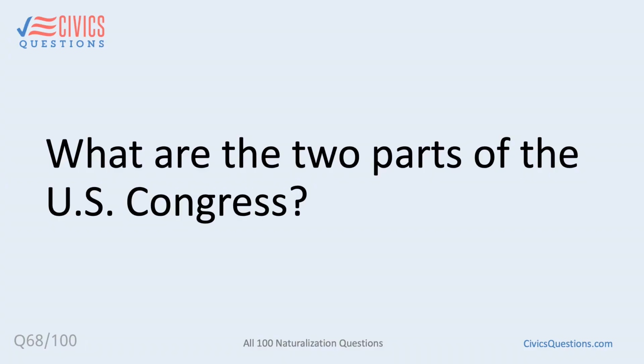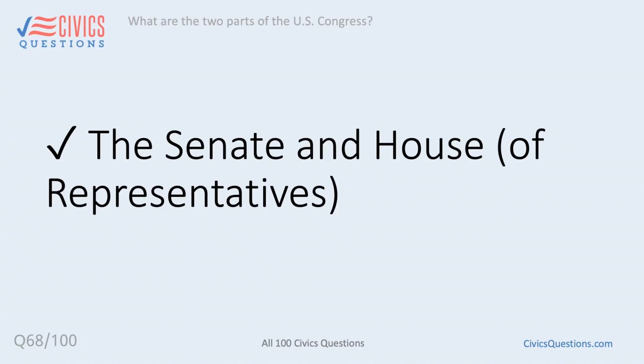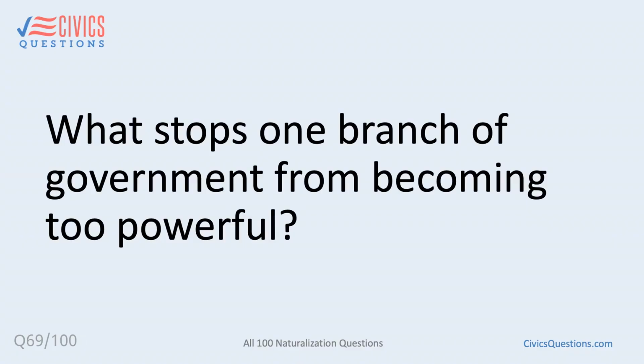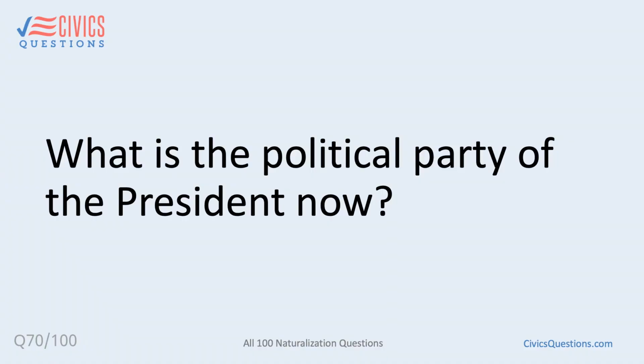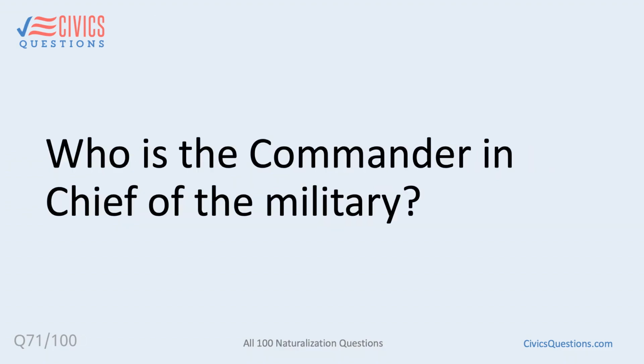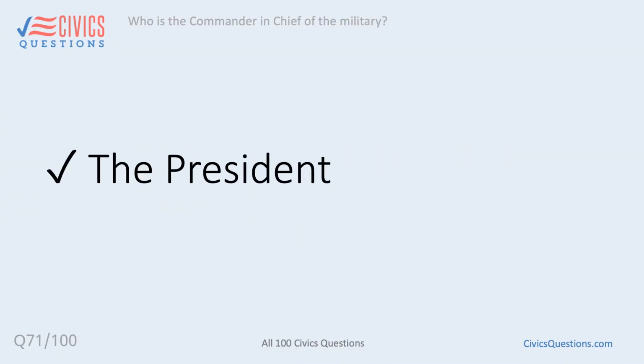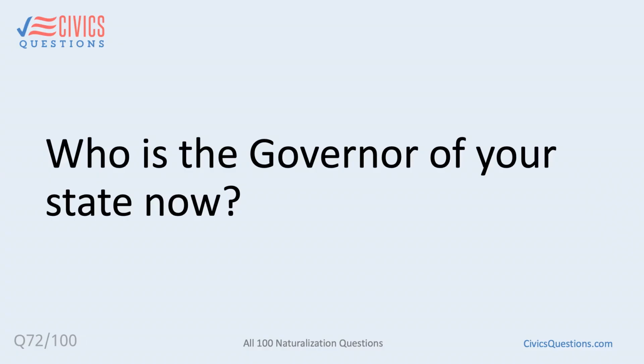What are the two parts of the U.S. Congress? The Senate and House of Representatives. What stops one branch of government from becoming too powerful? Checks and balances. What is the political party of the president now? Republican. Who is the commander-in-chief of the military? The president.